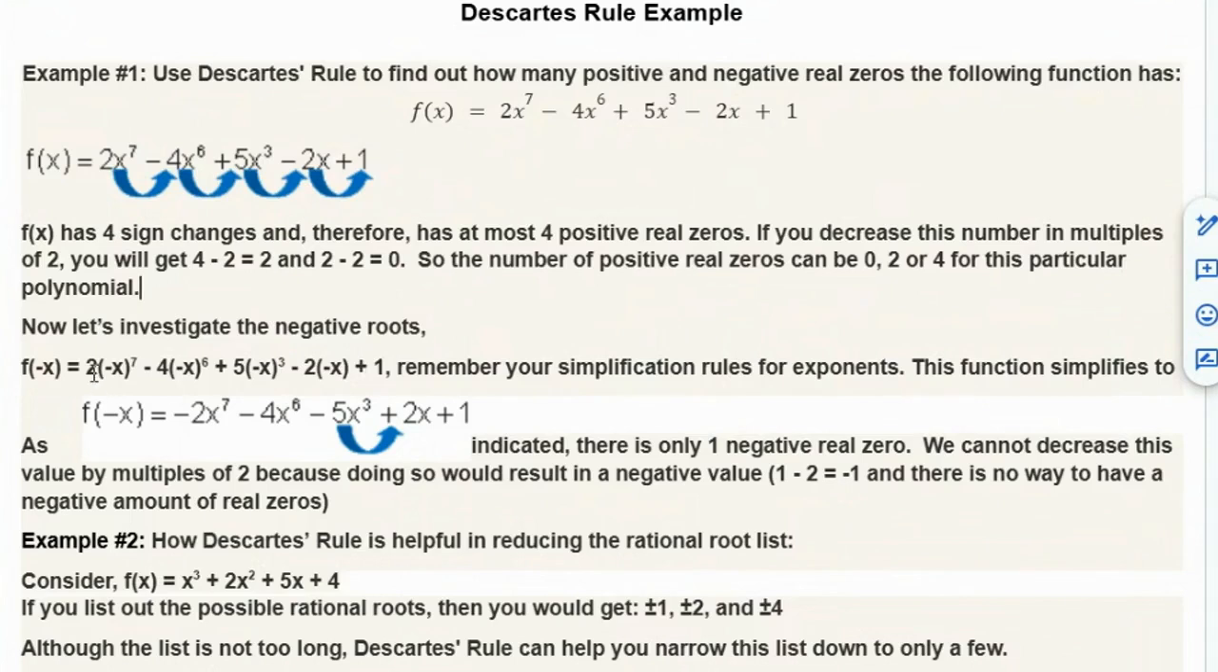Okay, so if you substitute negative x in and simplify it, now you've got negative 2x to the 7th minus 4x squared minus 5x to the 3rd plus 2x plus 1. How many times does the sign change? Only one time. It's a negative, a negative, a negative. Oh, it's a positive. It changed, and it stayed a positive. So there's only one negative real zero. We cannot decrease this by multiples of 2, because that would be negative 1. There's no way to have a negative amount of zeros.